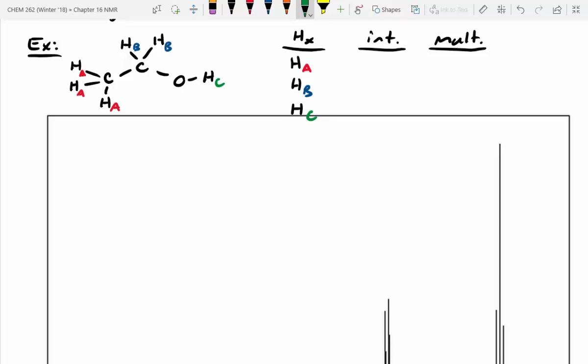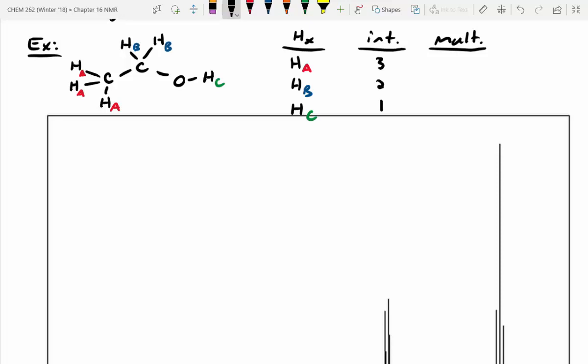All right, now we need to do that integration, meaning what's the area underneath the peak going to be for the ratios, right? So HA, what should that be? 3, right? So it should be roughly a 3 to 2 to 1 ratio, because we've got 3 times as many HAs as HC. It could be 300, 200, and 100. Doesn't matter. All we care about is the ratio. All right, now the tricky part, multiplicity.